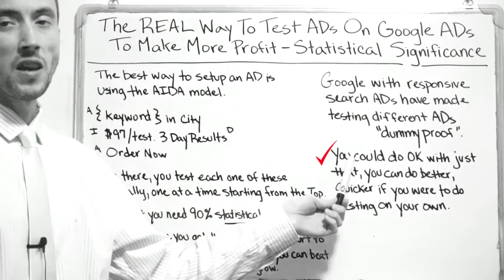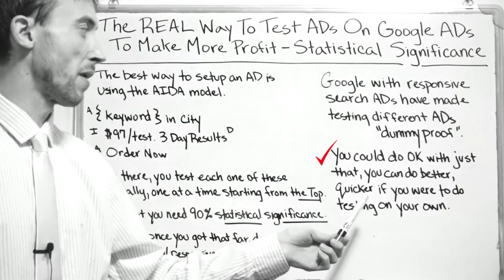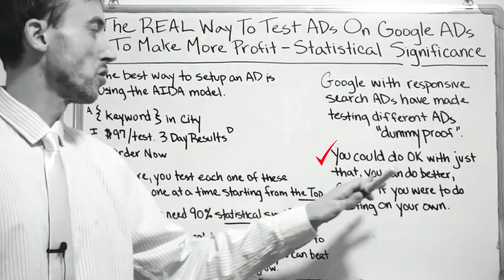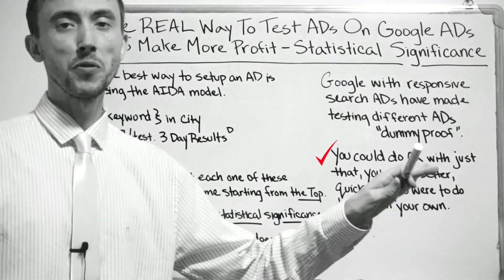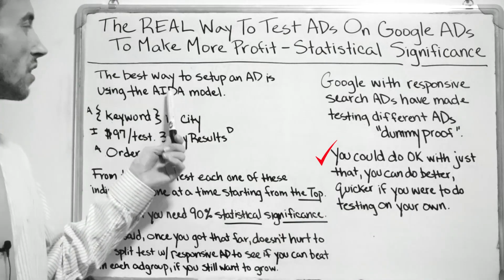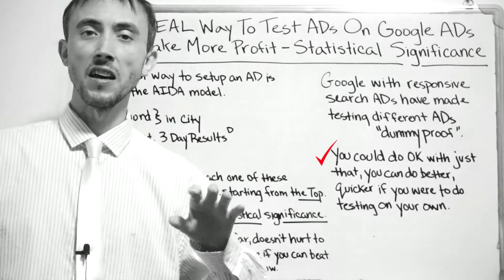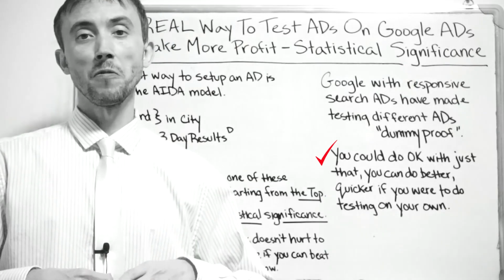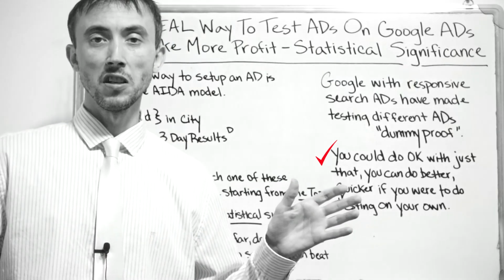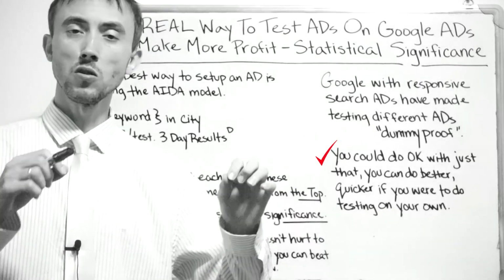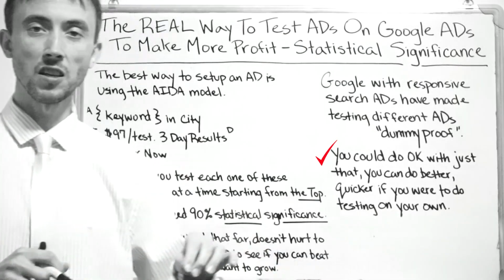So you could do okay eventually getting results with that method. You can do better much, much quicker if you were to do testing on your own. Come up with your own ad using this AIDA model that we're always using on our clients' campaigns. It's a model that's been around for 50 plus years. So it's not my model, but it just always works. It gets you to the end goal of finding the ad that's going to kick the crap out of all your competition.